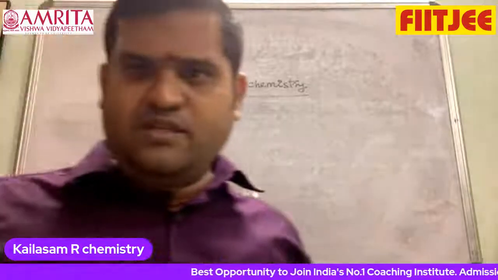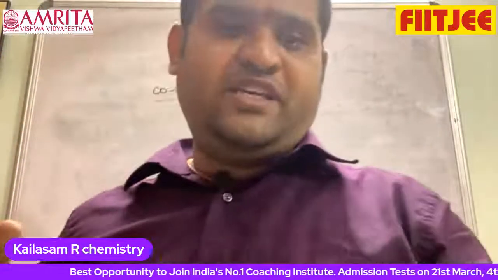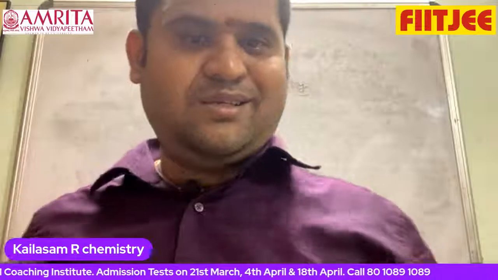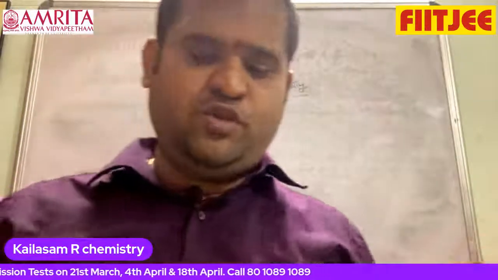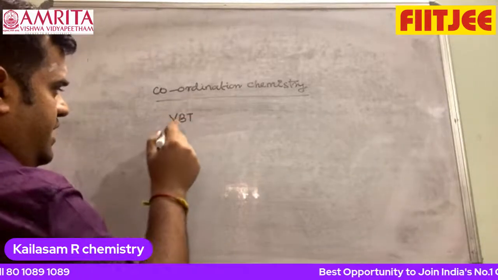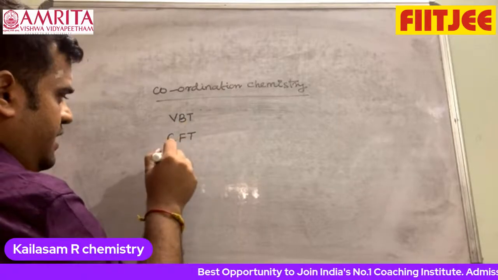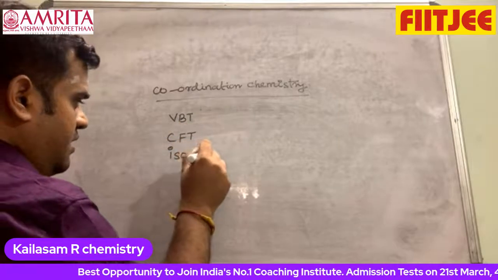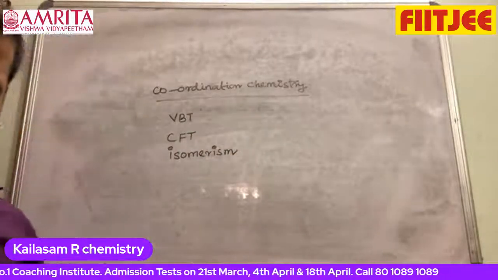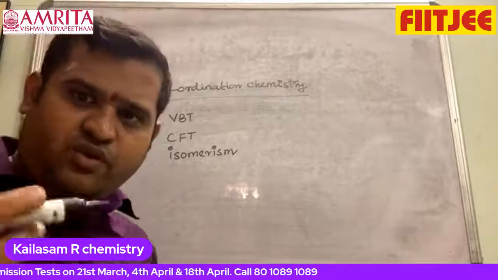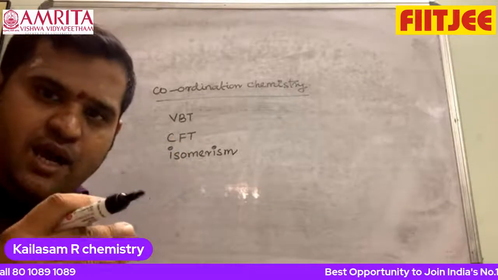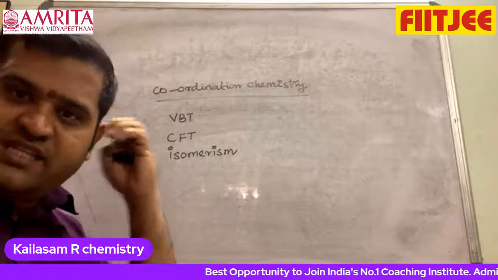Coordination chemistry. What are the important things about coordination chemistry? There are three important topics which I want to discuss with you. One will be VBT, CFT, and isomerism. One is called CFT, another is called VBT, another is called isomerism. And before going to valence bond theory, crystal field theory, and isomerism, I should say how in the olden days they used to find out whether a complex is formed or not.